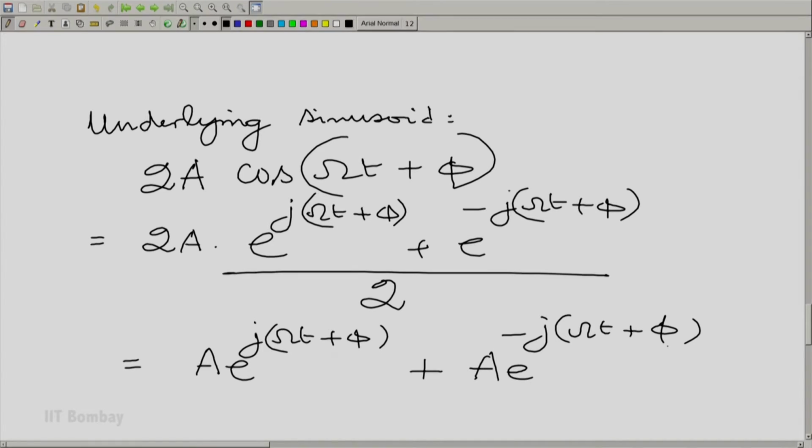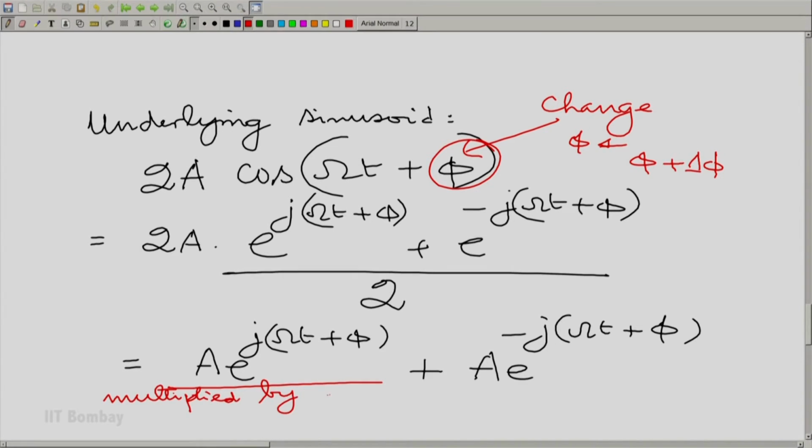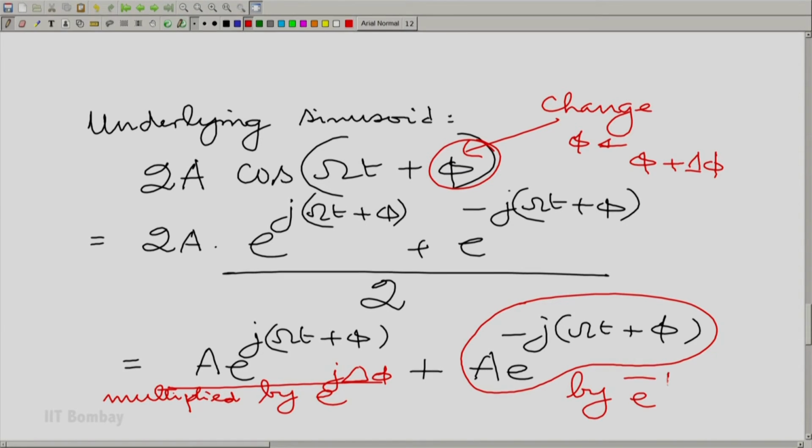And here, now I could make a change of phase in this sinusoid. So, let us change phi to phi plus delta phi. And what is the change that occurs? What we have seen. So, here this is then multiplied by e raised to the power j delta phi, and this one by e raised to the power minus j delta phi.